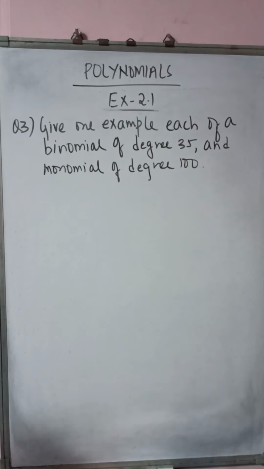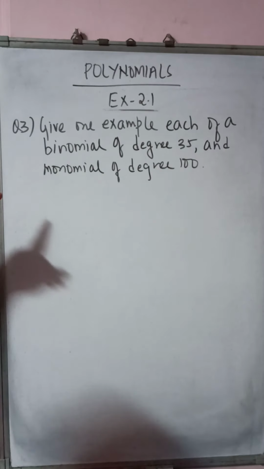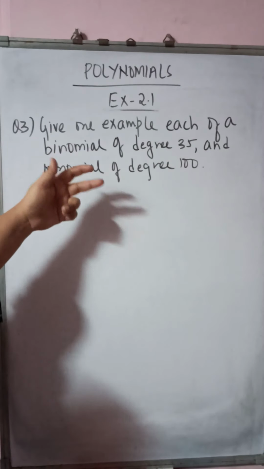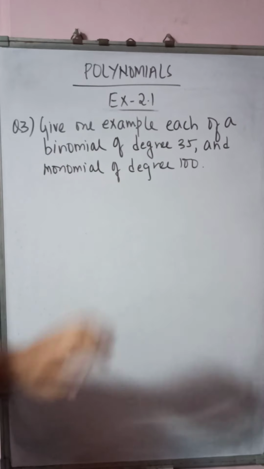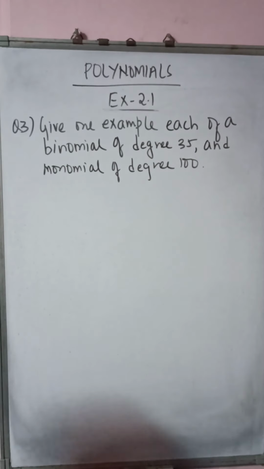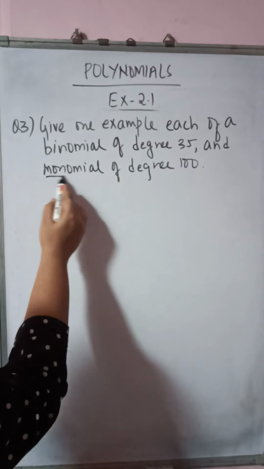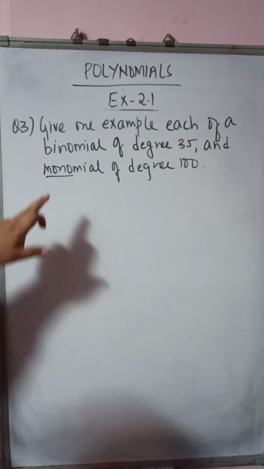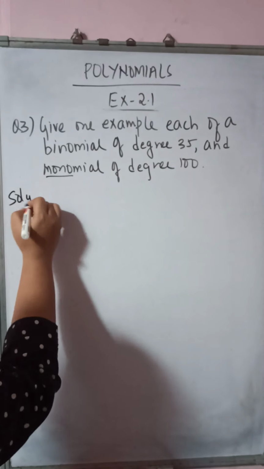Question number 3. Give one example each of binomial of degree 35. Binomial means any algebraic expression which contains two terms. Terms means when any number or coefficient is multiplied with a variable, it becomes a term. So you have to write an example of binomial of degree 35. Degree means the highest power of the variable. And monomial, mono means 1, bi means 2. So monomial means an algebraic expression containing only one term. So you can write n number of examples in this.